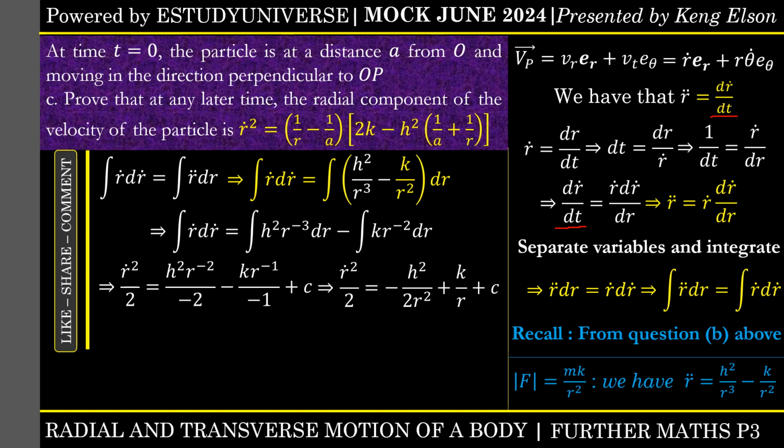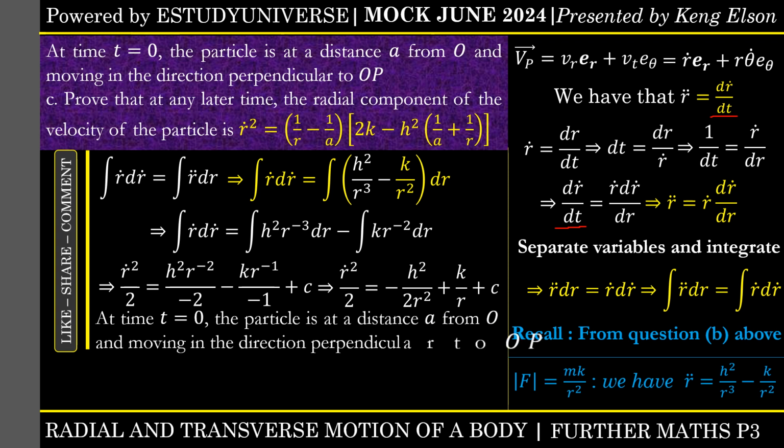Now we need to use the initial conditions to get the value of the constant of integration. And the initial condition is clear. It is saying that when time is 0, the particle is at a distance of a from O, and it is moving in a direction perpendicular to OP. Now, if you are moving in a direction that is perpendicular to OP, it therefore means that your velocity will have only the transverse component, which means that the radial component of the velocity is 0.